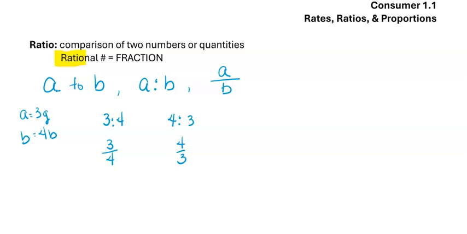I could also compare the number of girls to the entire number of members of the family. So I could say there are 3 girls for every 7 members of the family. So 3 plus 4 is 7. That's where that number came from, or 3 to 7. I could do the same thing with boys. I could say 4 boys to every 7 members, or 4 to 7.